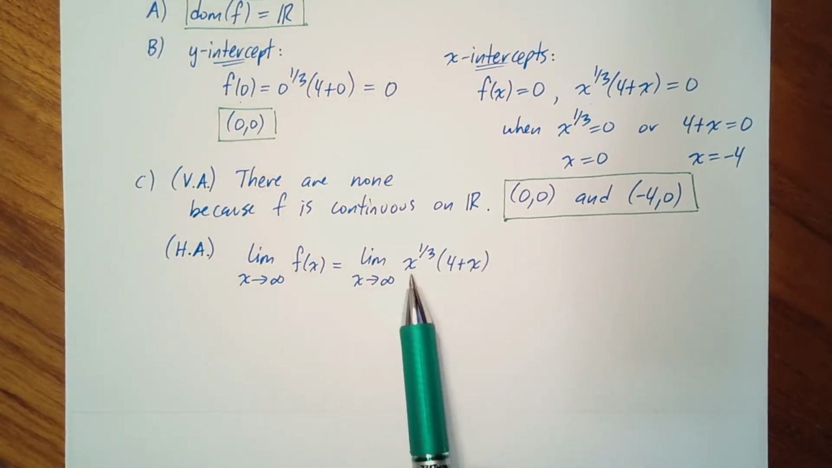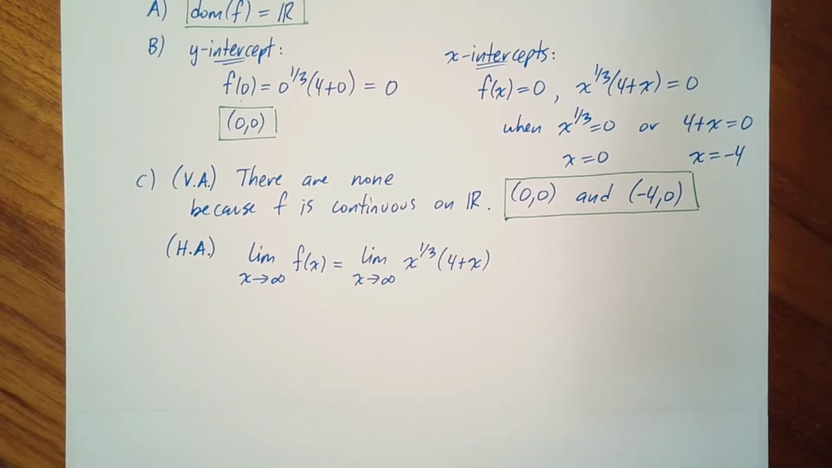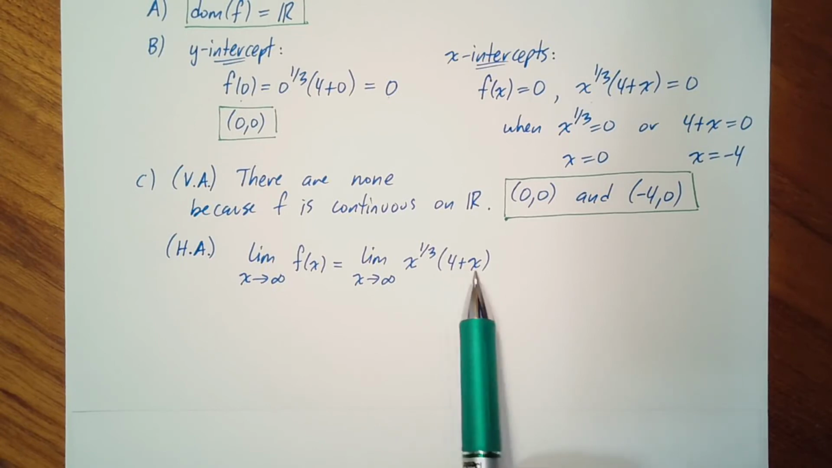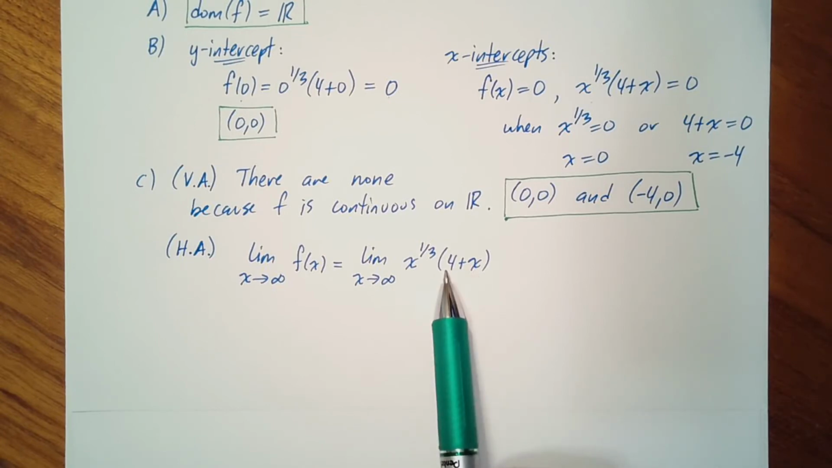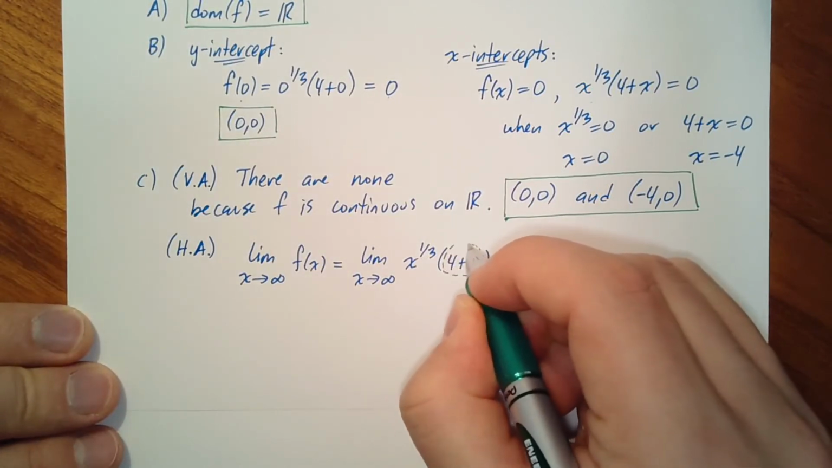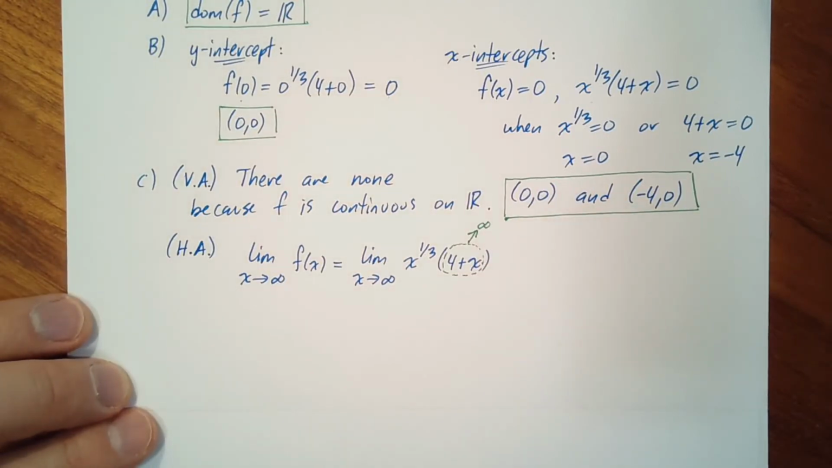So what's happening? Let's just analyze each of the factors first. As x gets very, very large, what's happening to 4 plus x? If x is going to infinity, what difference is adding 4 going to make? Because that's what this really is. It's taking x and adding 4 to it. If x is already going to infinity and you add 4, the result is still going to infinity. So let's observe that first. This is going to infinity.